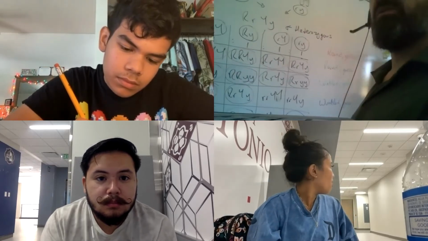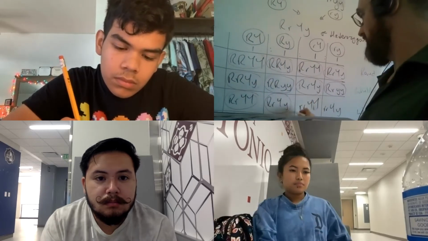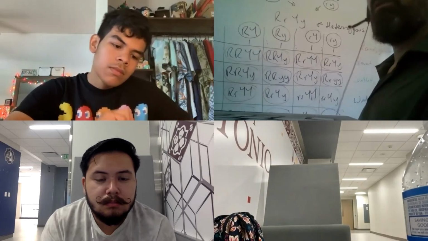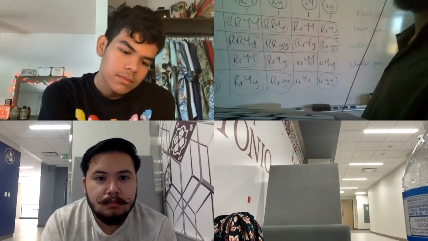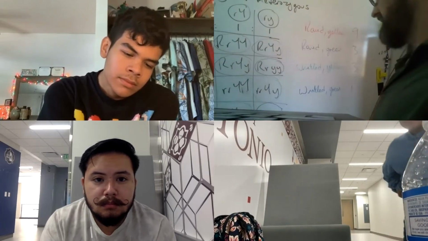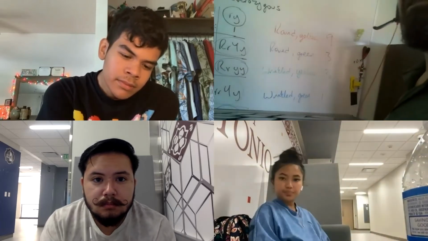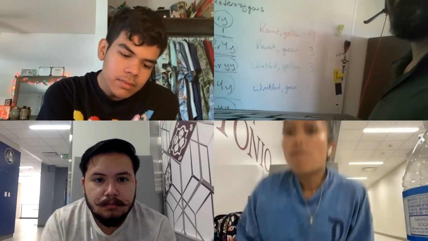Right, now we do the same. Now we're looking for homozygous recessive for R and a dominant allele for color, Y. We have 1 here, 1 here, and 1 here. That gets us our 9-to-3-to-3-to-1 ratio.